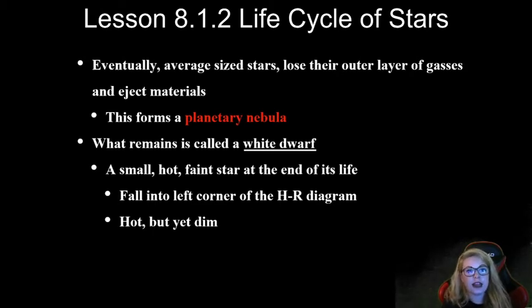So this is towards the end of the life cycle of a star. And they fall into that left corner of the HR diagram. They're hot, but they're very dim. So they're still really hot because they're over on that side of the graph, but they're low on the graph because, remember, dim is on the bottom, bright are on the top.